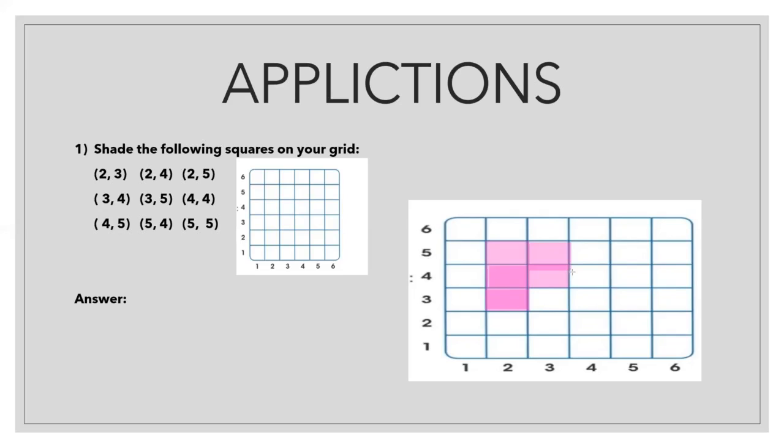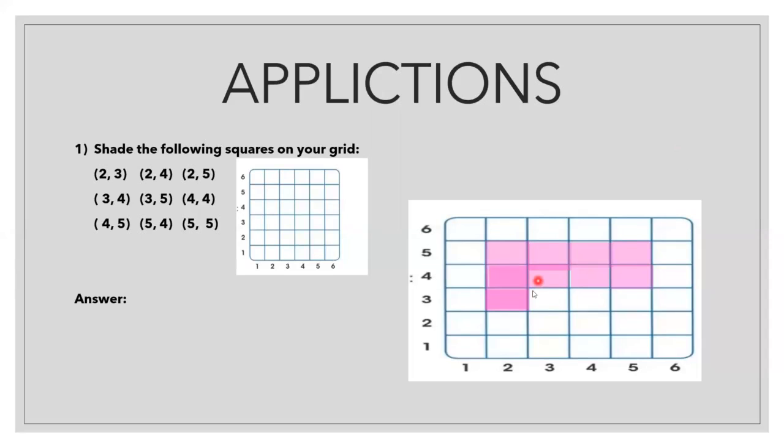Now 4, 4. So 4, 4 means 4 in the x-axis and 4 in the y-axis. Now 4, 5 means 4 in the x-axis and 5 in the y-axis. So this is the box. Next is 5, 4. 5, 4 means 5 in the x-axis and 4 in the y-axis. So this is the box. Next is 5, 5. That is 5 in the x-axis as well as 5 in the y-axis. So when you locate these coordinates on this grid, you will get the shaded picture like this. Is this clear for you?